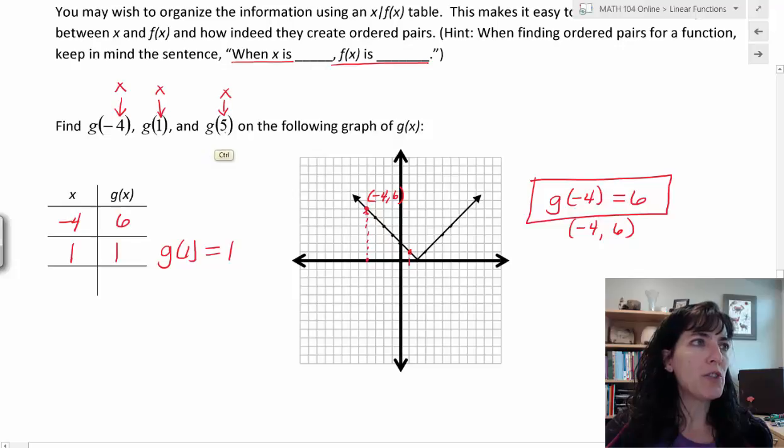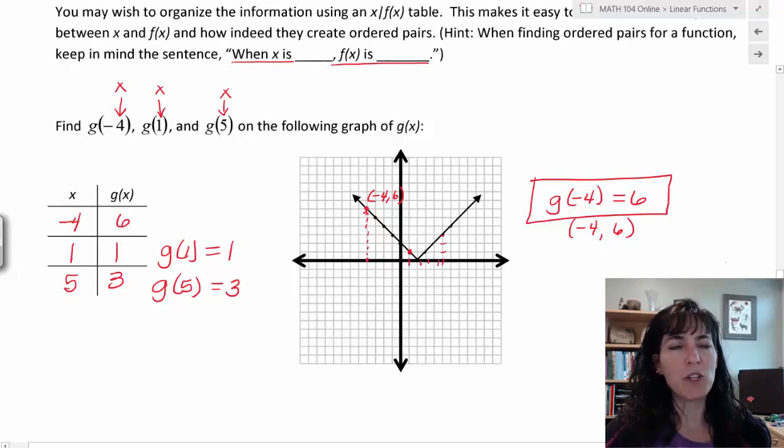And then here we have g of 5, which means we're looking when x is 5, g of x is what? So we're looking for an x of 5. There's 1, 2, 3, 4, 5, up 1, 2, 3. G of x is 3. So g of 5 is 3 is the way we would say that in function notation.